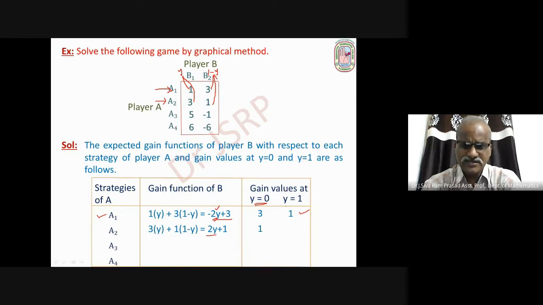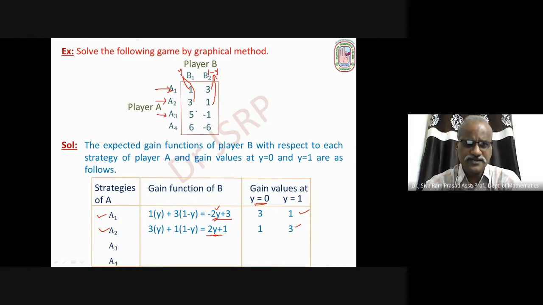Next, the gain value at y equal to 1. Substitute y equal to 1 here: 2 into 1, 2 plus 1, which is 3. So these are the gain values corresponding to the second strategy of player A. Next, corresponding to the third strategy of player A.